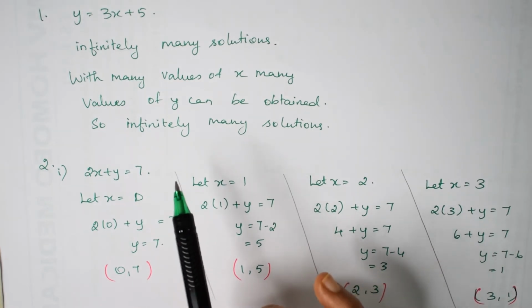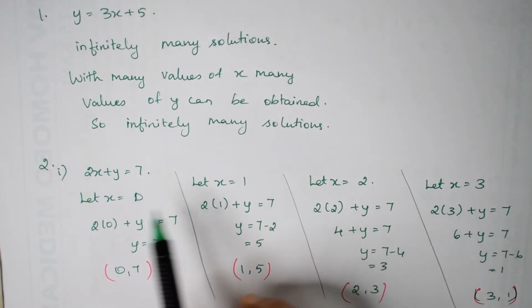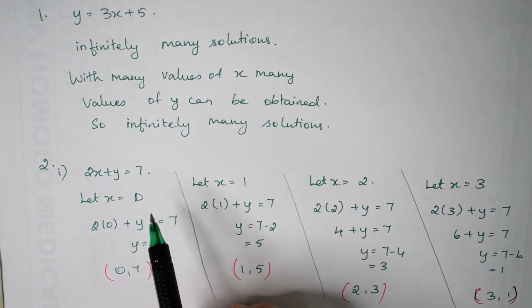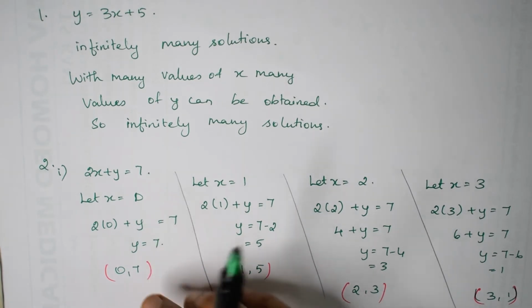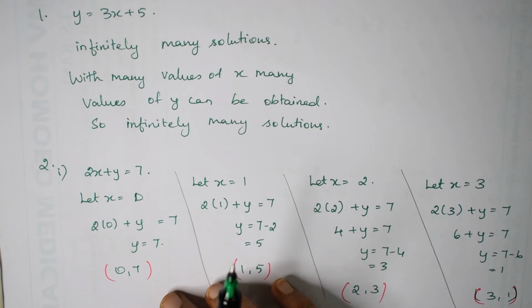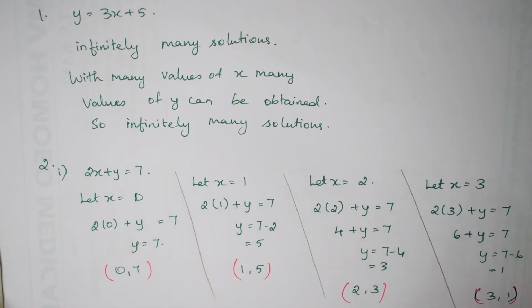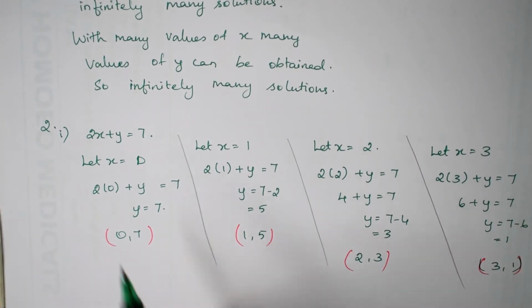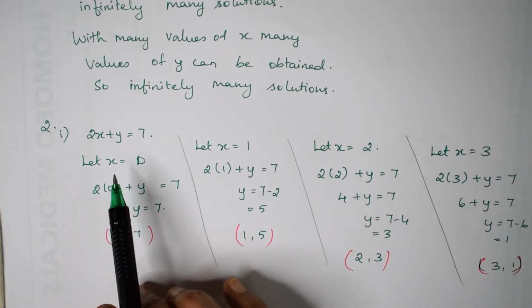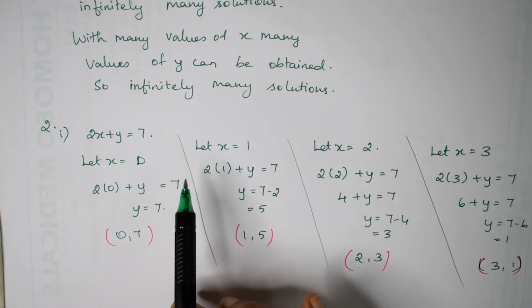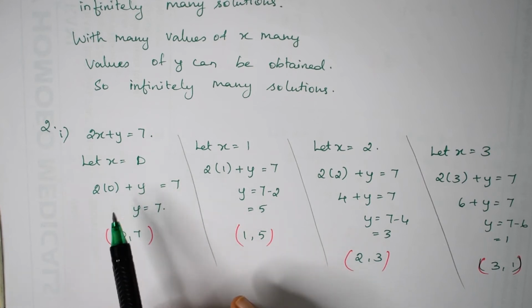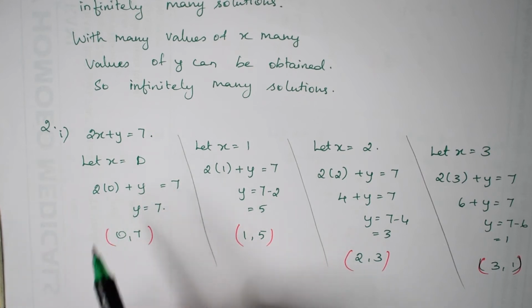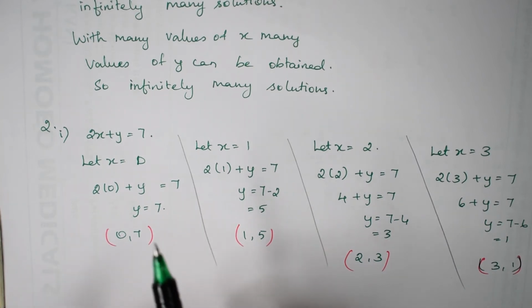And now in the second sum, they are giving some equations. They have given three linear equations for you, and they are asking to find solutions for them. At least 4 solutions they are asking you to find. Now the first equation is 2x plus y is equal to 7. For that we can assume any number for x. Let x be 0, 1, 2, 3.